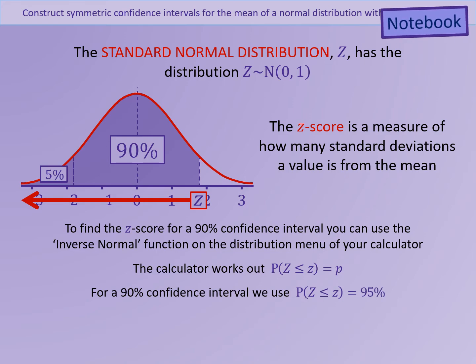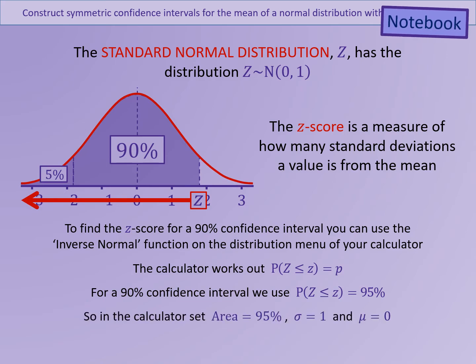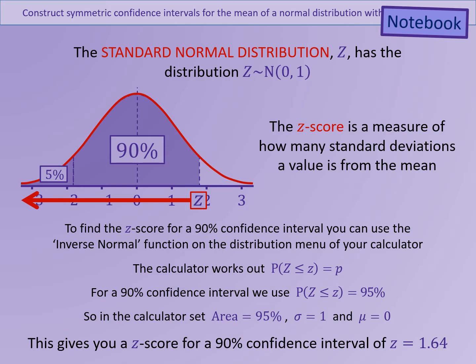So if we put 0.95 into the inverse normal function on the calculator, you need to make sure that sigma is set to 1 and mu is set to 0. The value that we get for the z-score for a 90% confidence interval will be 1.64. So every 90% confidence interval will use 1.64 for z. Other confidence intervals with different percentages will have different z-scores calculated in the same way.